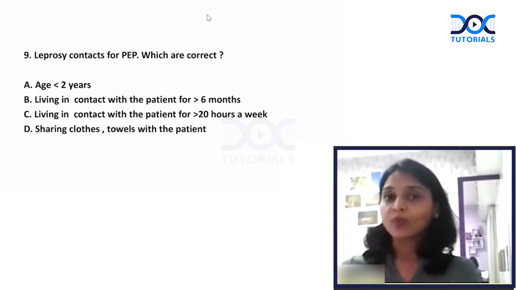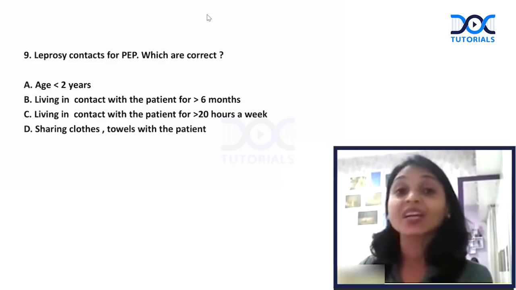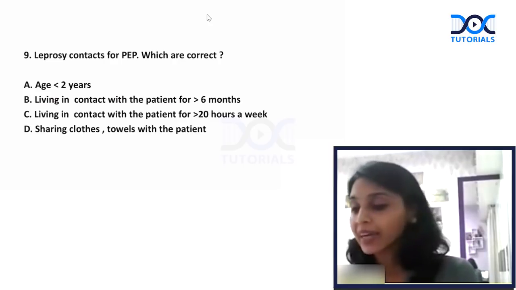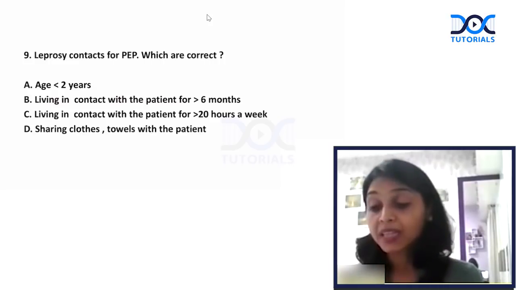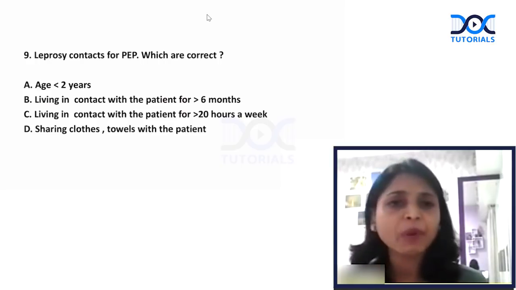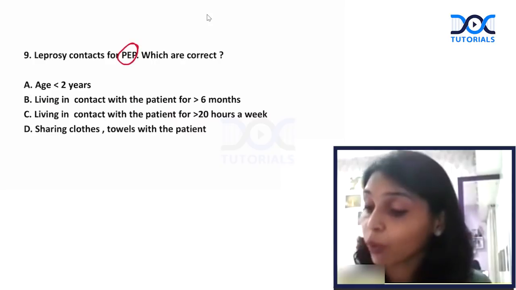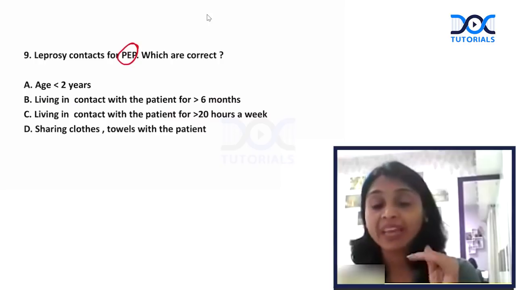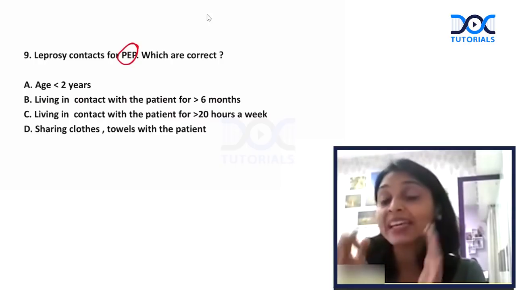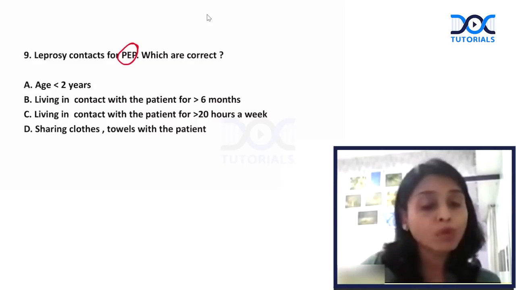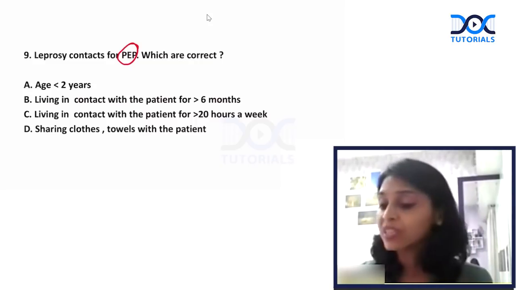Next question. Now we are moving on to the communicable disease session. Many questions were quite expected. We had actually 2 questions from leprosy. This is regarding the latest guideline of leprosy. Leprosy contacts for PEP, which are correct? By the way, what is PEP? Post-exposure prophylaxis. In our National Leprosy Eradication Program, they have clearly said who all will be coming under the criteria of contact, so that you can give post-exposure prophylaxis. So let's see which among this is correct.